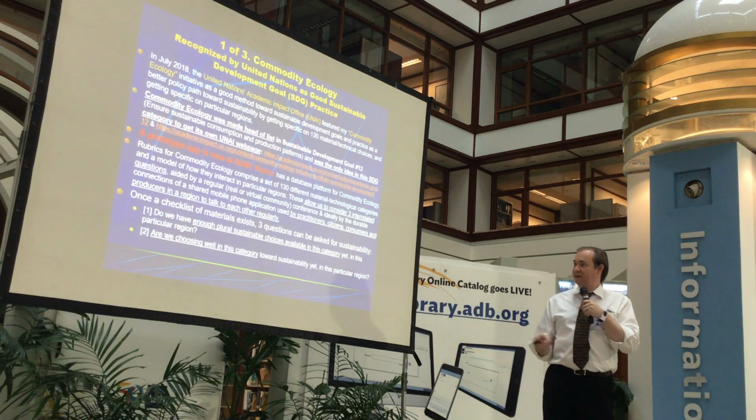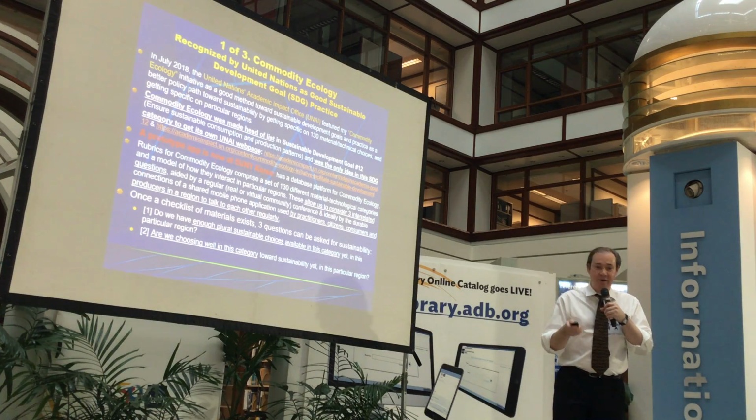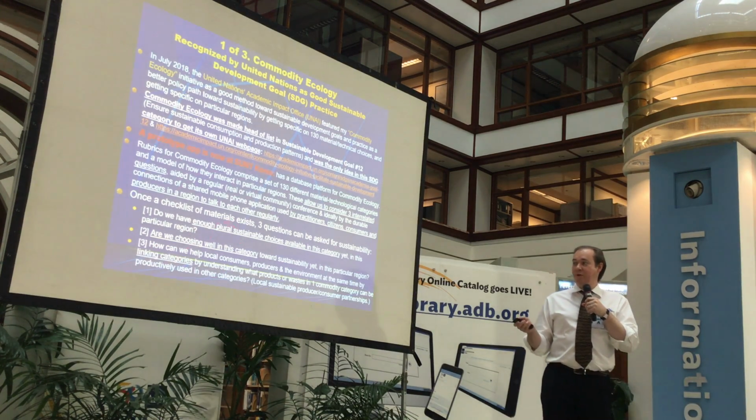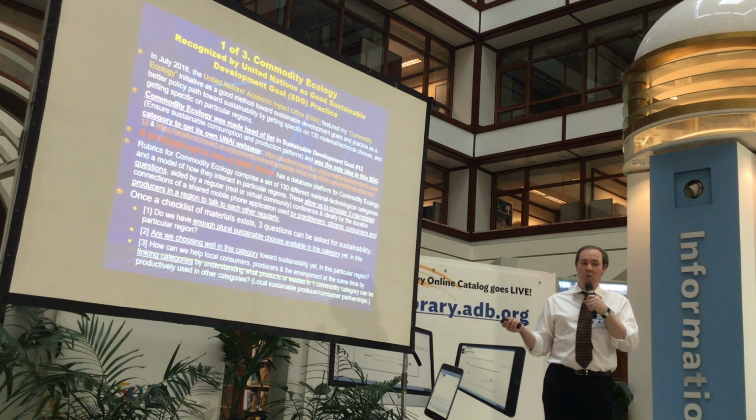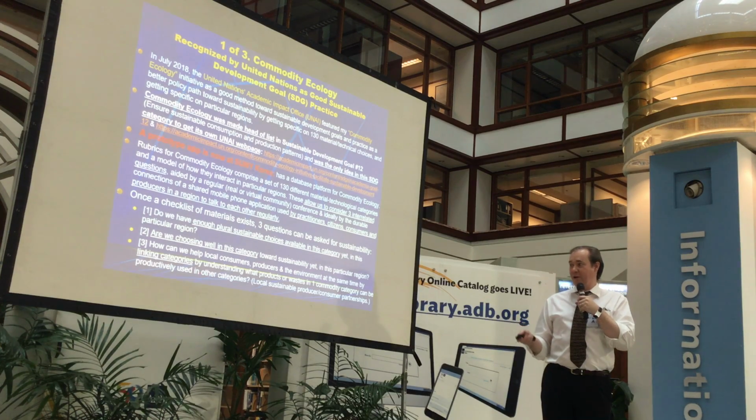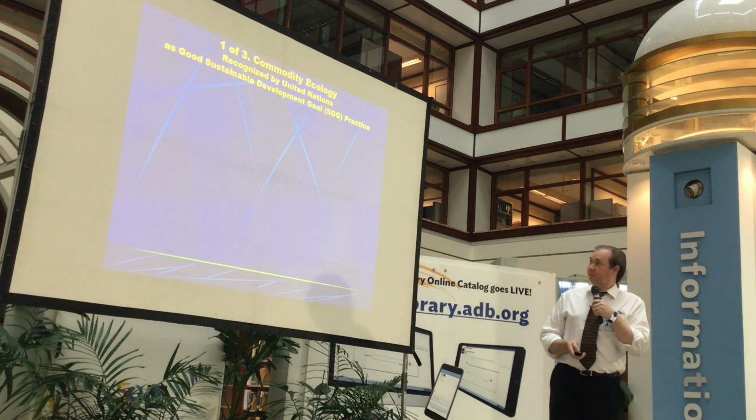And once you have that, you can ask, are we choosing well in a particular category towards sustainability yet in this particular region, in that particular material? And once you have that, how can we help local consumers, producers, and the environment at the same time? By linking categories, by understanding what products or wastes in one commodity category can be productively used in other categories, encouraging producer-consumer partnerships around the world.